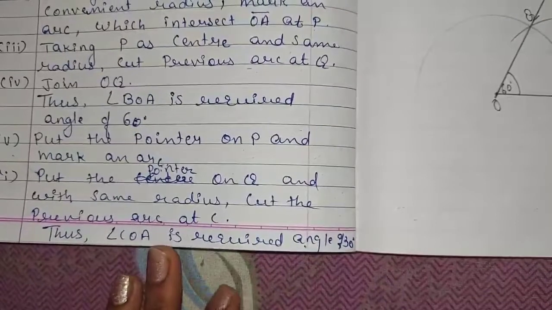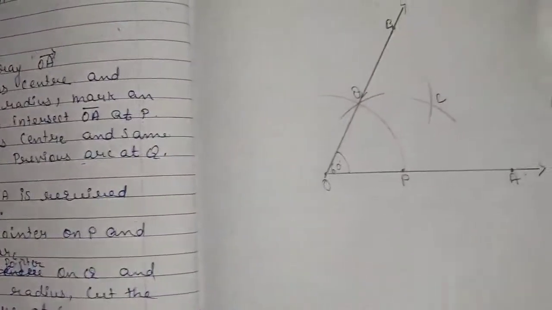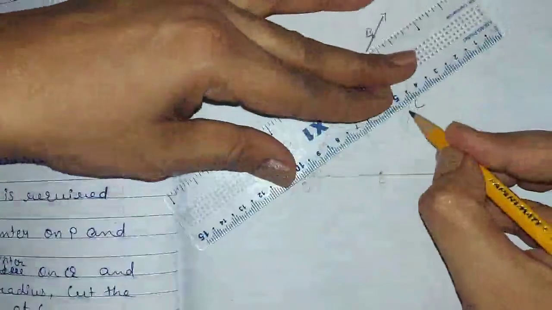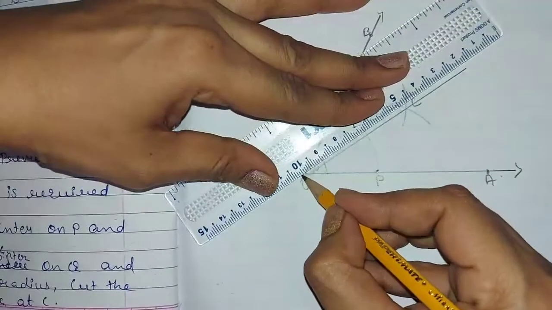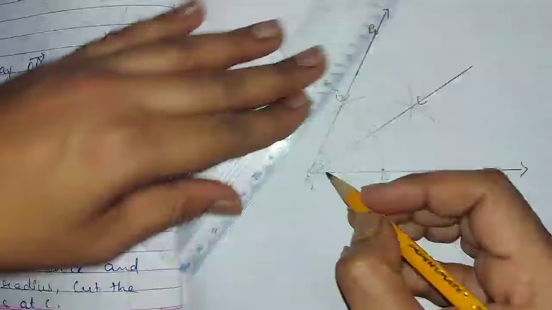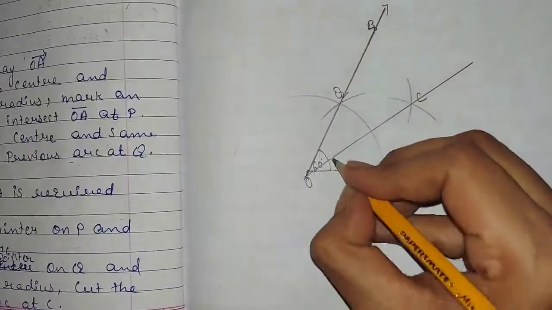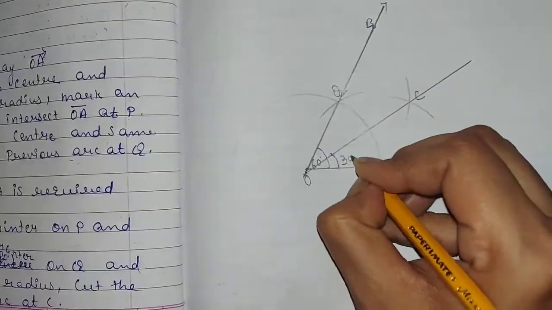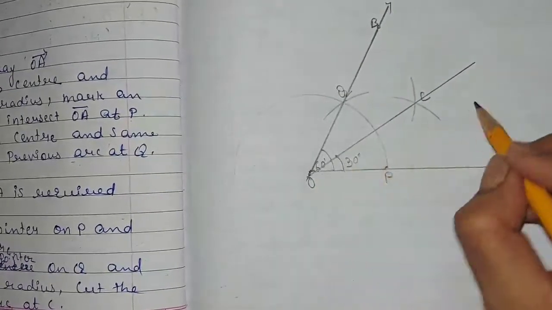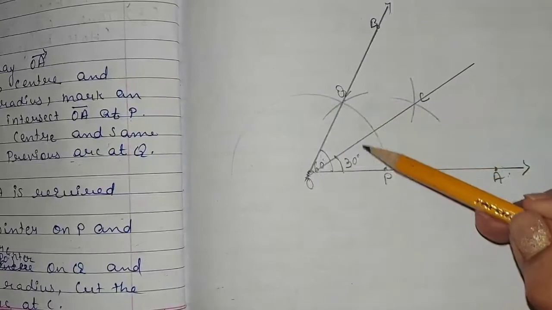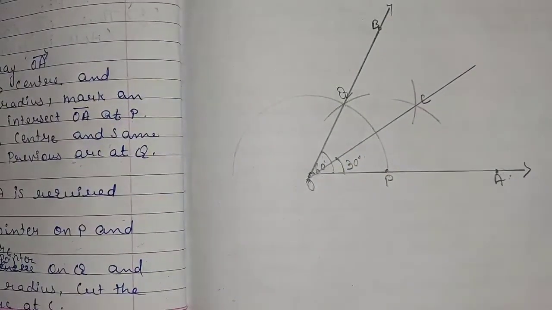Thus, angle COA is required angle of 30 degree. So, we will join this OC. We will join this OC and this angle COA is required angle of 30 degree. So, this angle is 30 degree. We have joined this OC. So, 30 degree is half of 60, which means bisecting the angle.